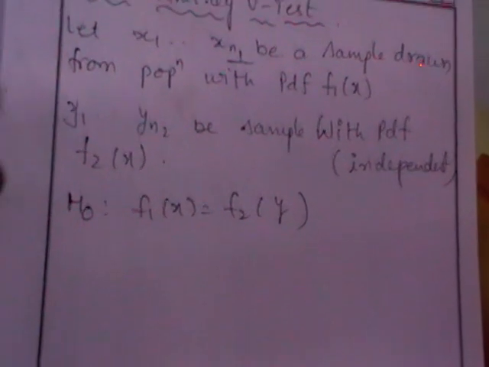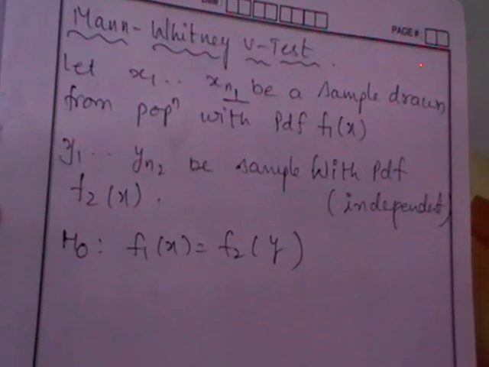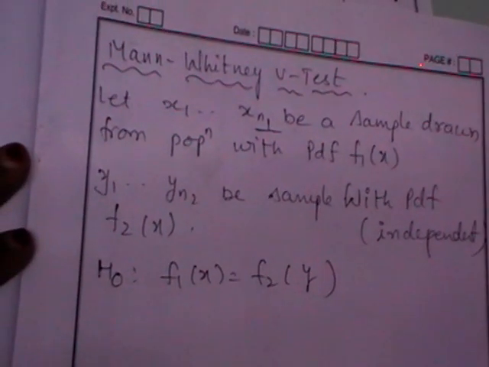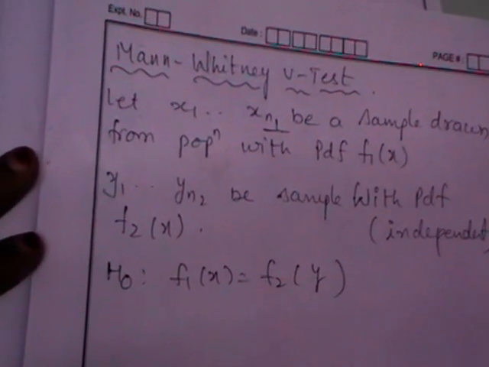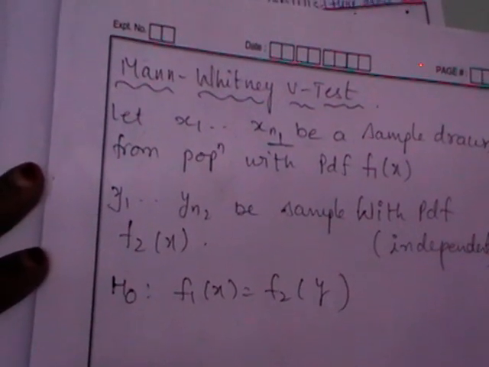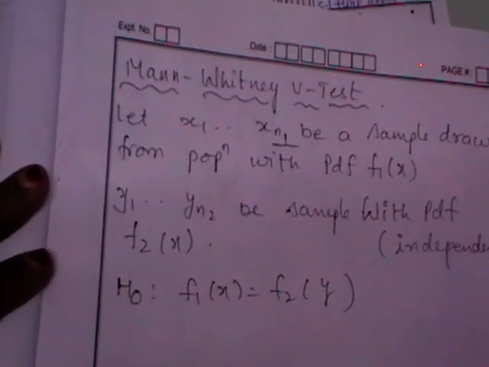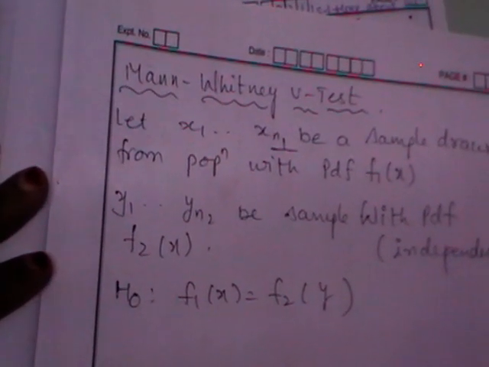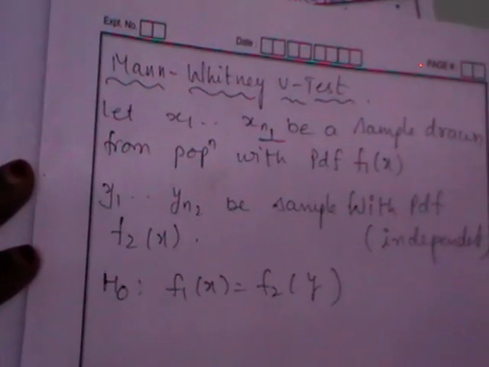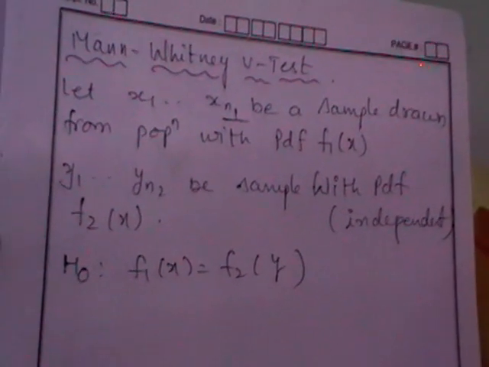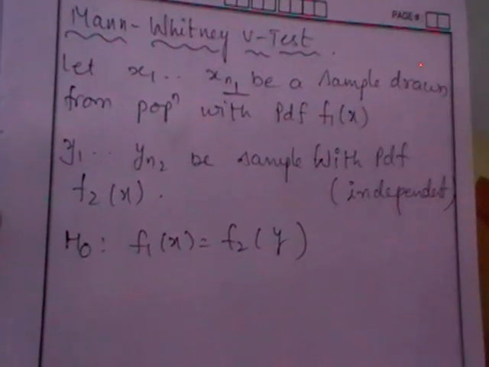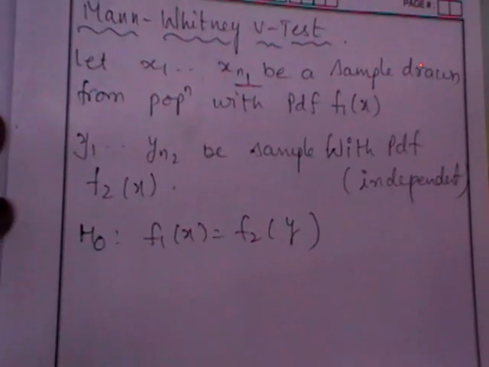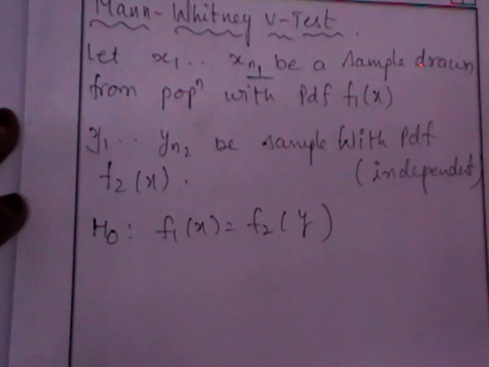Let x1, x2, ..., xn1 be a random sample drawn from a population with PDF f1(x), and y1, y2, ..., yn2 be another sample from another population with PDF f2. As it is the case of two samples, we don't have a U test for one sample. So at last I want to take a class which is going to describe the different tests which are for one sample and which are for two samples. Now coming to this test, this U test is for only two samples.